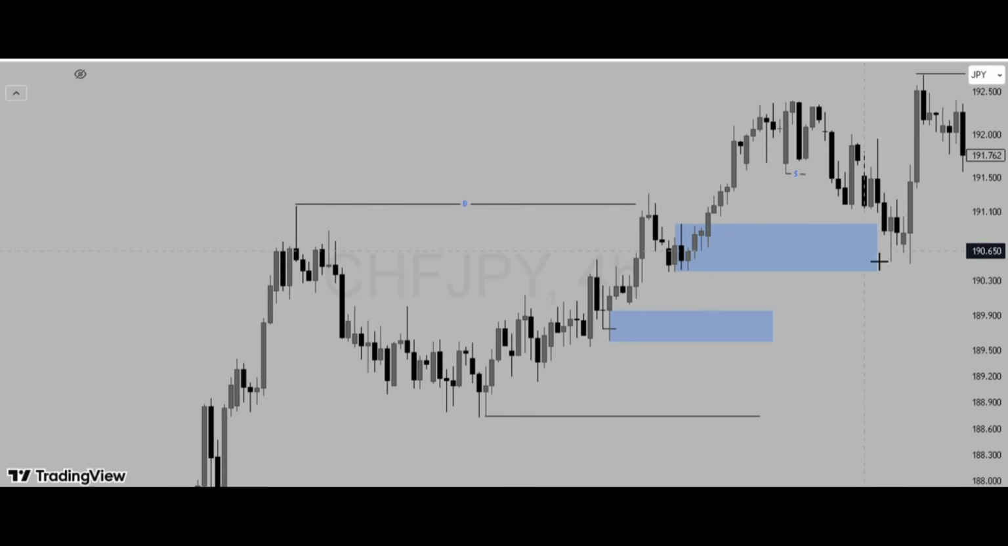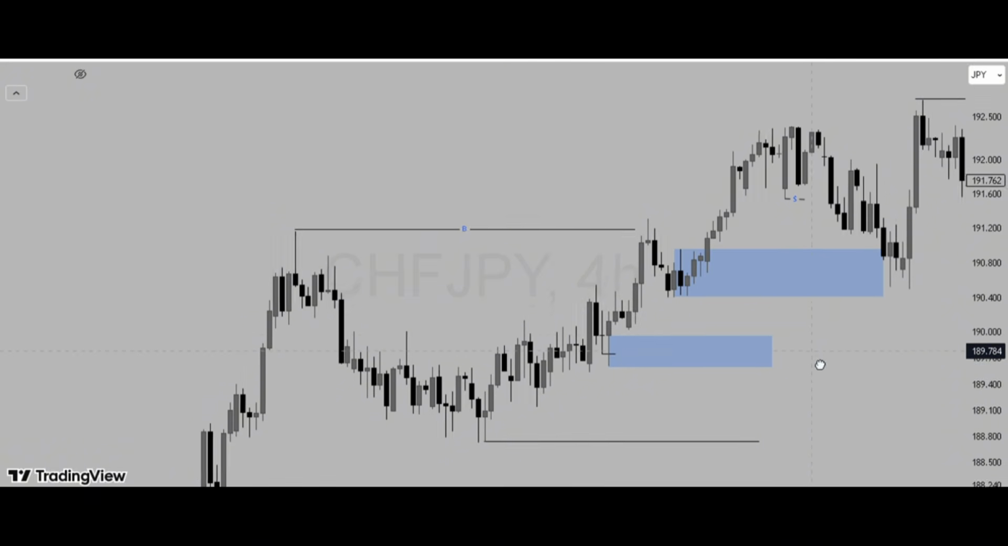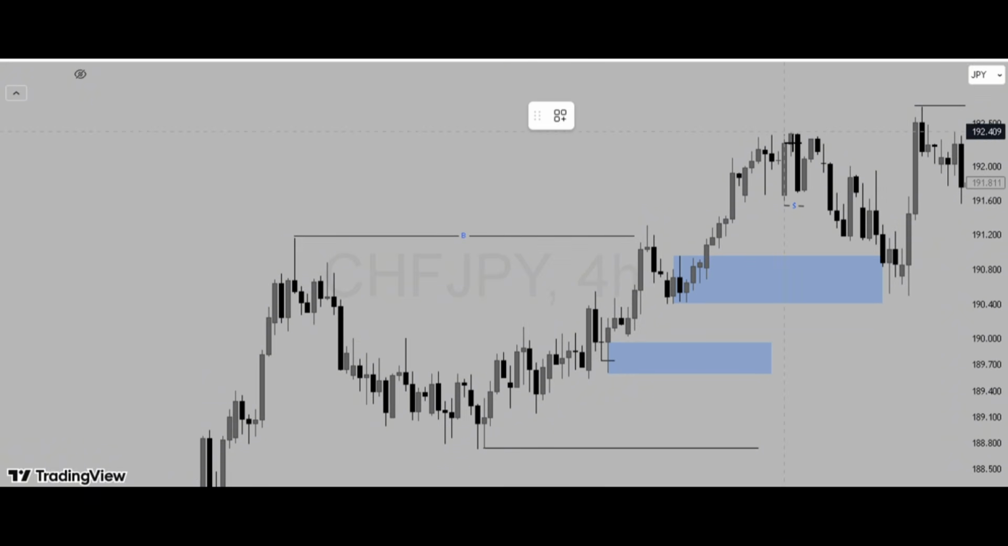You can see exactly how the market mitigates this POI. The market mitigates this POI and does what? And closes above here. But are we going to say we had a break of structure here? No, not yet. We don't have a break of structure. Although the market closed above, there is no inducement. So it means that this inducement, this low, will be shifted to this level.